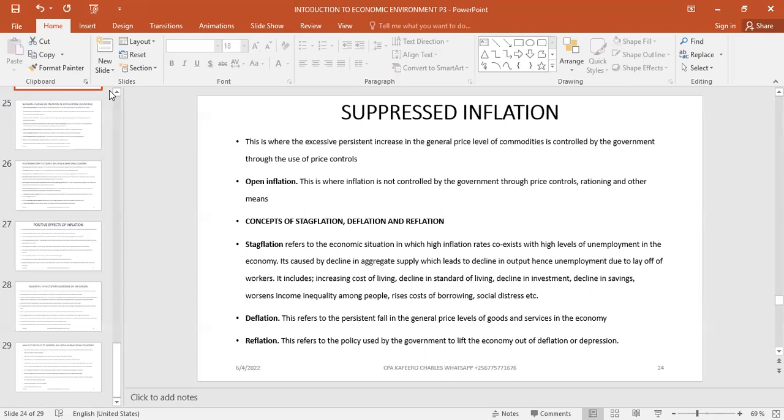So it is caused by a decline in aggregate supply, which leads to a decline in output, hence unemployment due to layoff of workers. If the aggregate supply reduces, we expect that people are not going to be working. Because if you're not supplying, then you don't expect to be employing people. When you are not employing people, then even those who are working, some of them, you terminate their contracts, you lay them off.